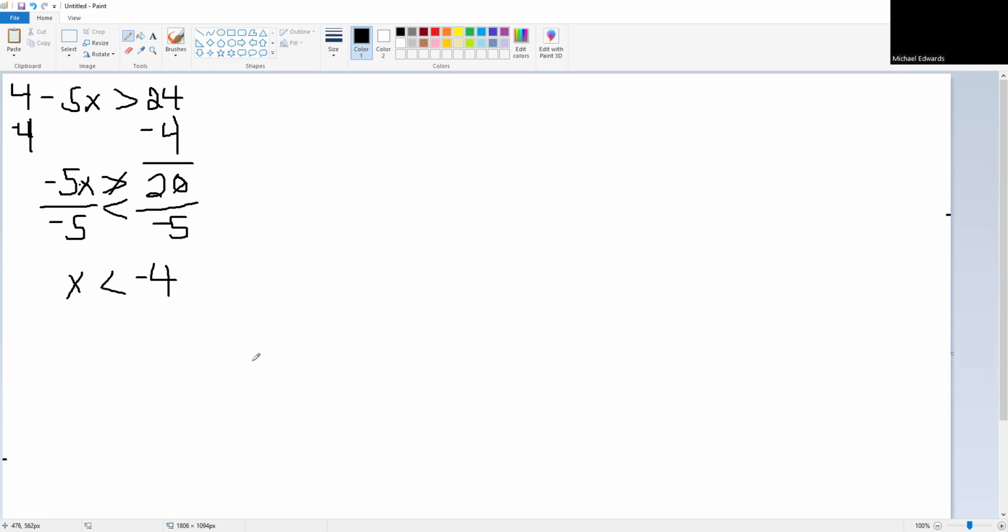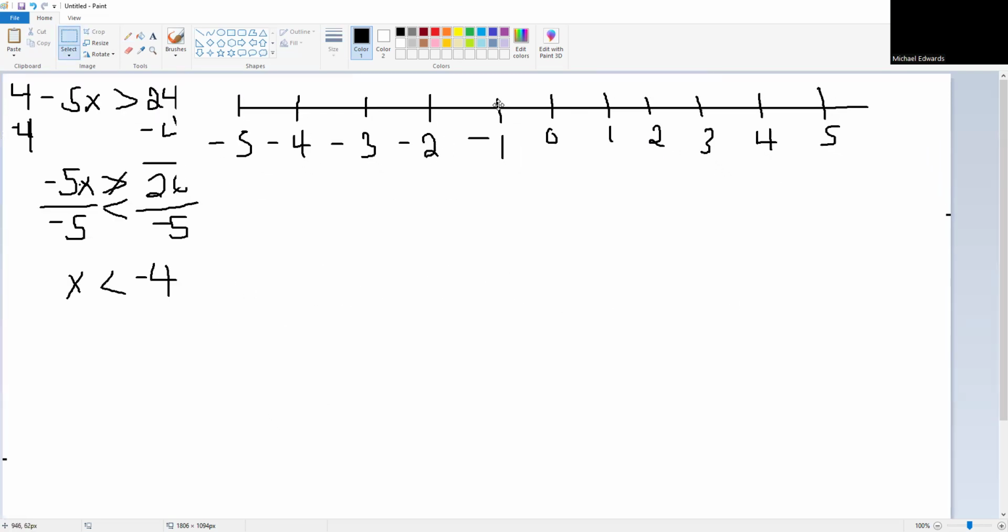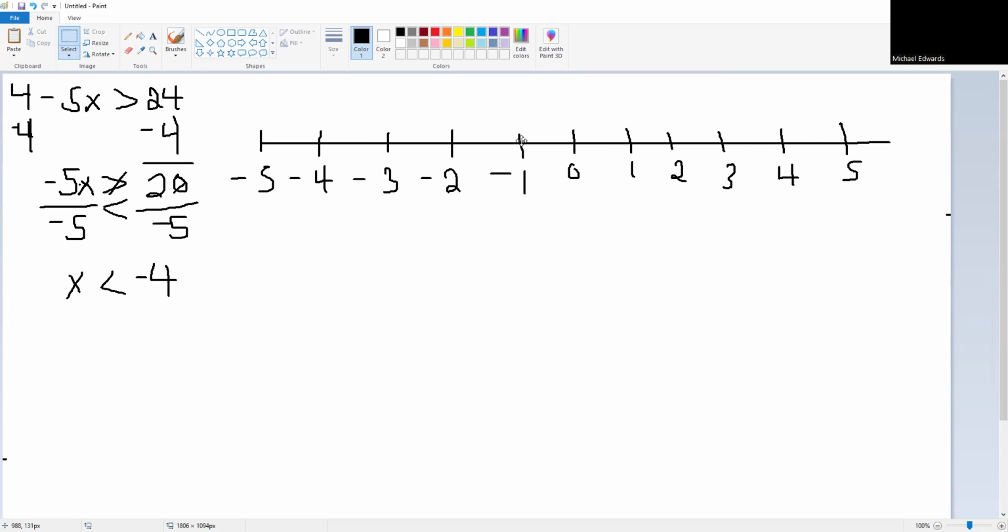Now I want you to graph the critical numbers. I mean, you can see it there. Graphing the critical numbers at this point is helpful because it will help you write your intervals. That's important to write your intervals correctly from this. So our critical number is -4 and it is an open dot because this is not less than or equal to, it's just less than.